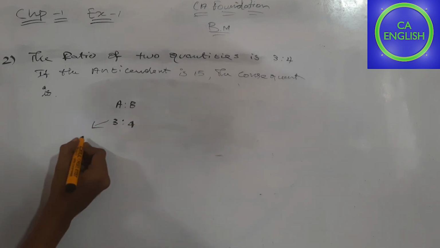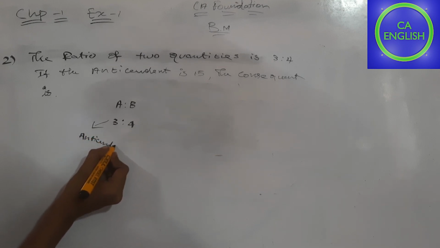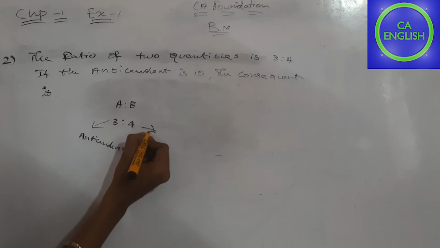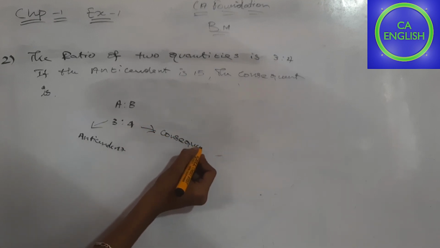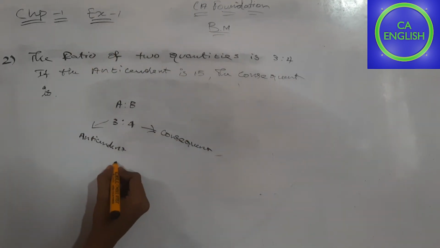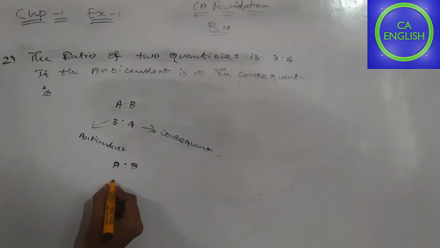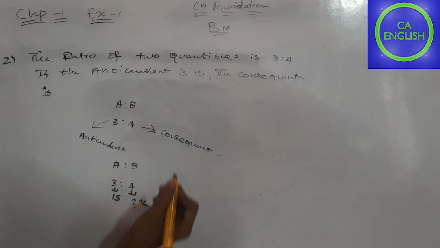This part is known as antecedent. Okay, and this part is known as consequent. Then we have the antecedent in our hand. Okay, therefore A is to B, 3 is to 4, and the antecedent 15 is given. Then the consequent we want to find, we can take this as x.